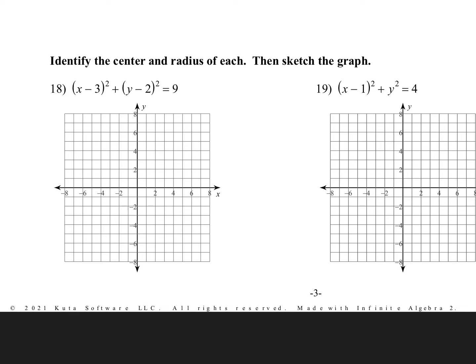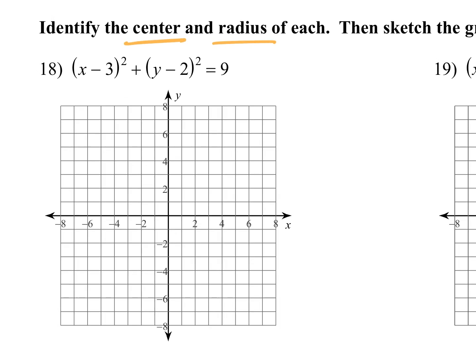So for 18, we have to identify the center, the radius, and then sketch the graph. So what's our center here? Perfect. It'll be 3, 2. Don't forget, we have to change the sign. So positive 3 and positive 2. So we can graph that. We go to the right 3 and up 2. There's our center.